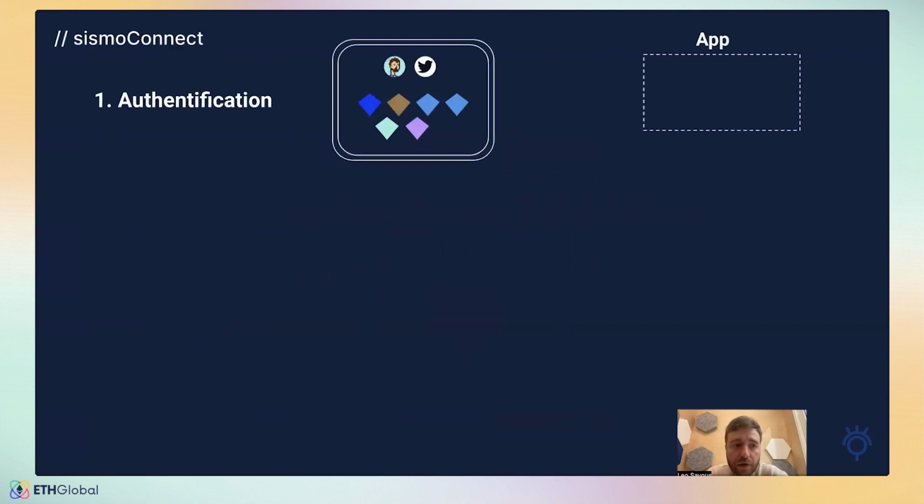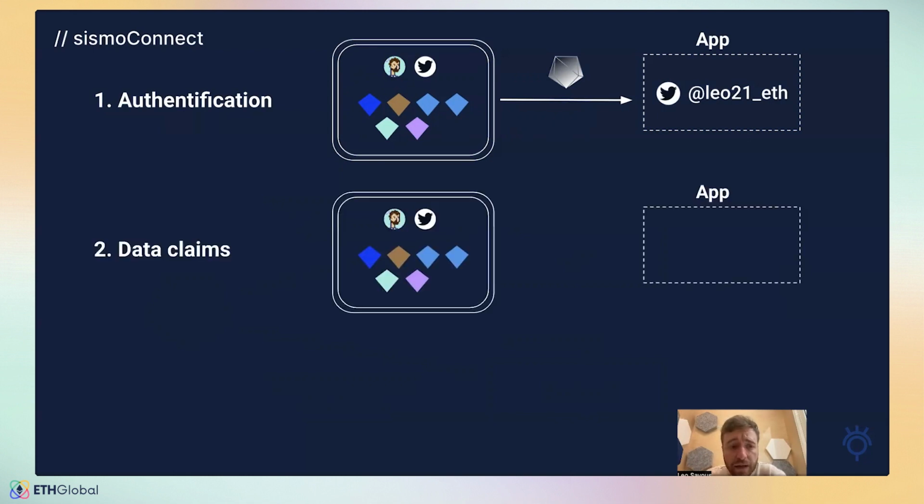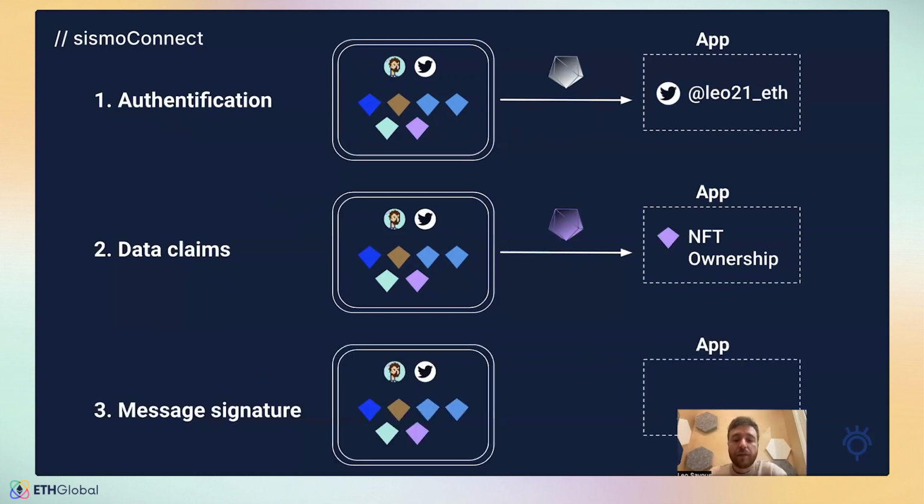With Sismo Connect, I have mainly three features. I can do an authentication. That means I can bring the fact that I own my Leo21 Twitter account, and the application won't have to verify it again, just verify the Sismo Connect proof. I can do data claims. That means I can claim that I own a CryptoPunk without revealing in which account I have this CryptoPunk exactly. Or I can do a message signature to signal something. For instance, I can say, okay, I vote yes, or I vote no, I agree, I disagree, etc.